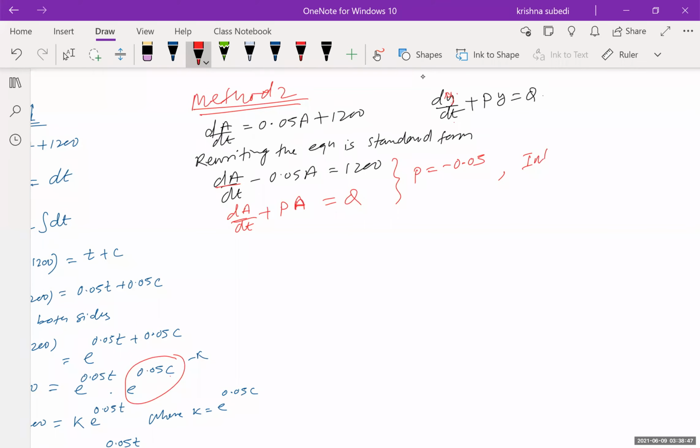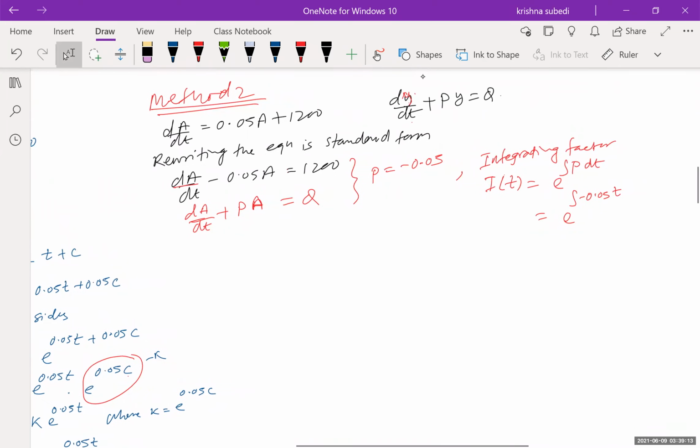So let us calculate the integrating factor. The integrating factor, given by IF, is a function of t, given by e raised to power integral of p dt. So that's going to give me e raised to power negative 0.05 t. Oh, sorry guys, this is dt, so t, and you know that we don't write c there. So that is our integrating factor.